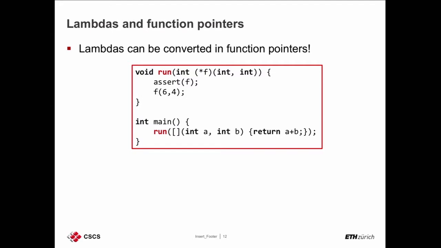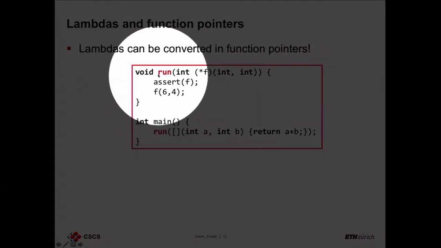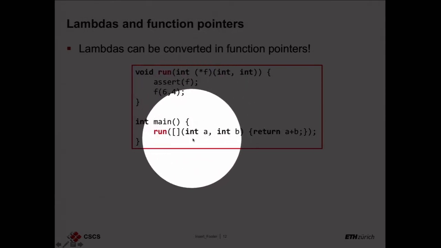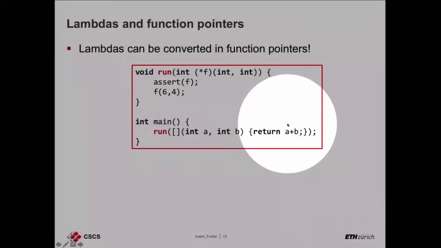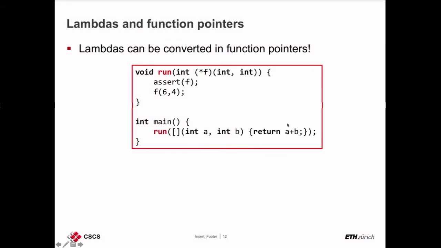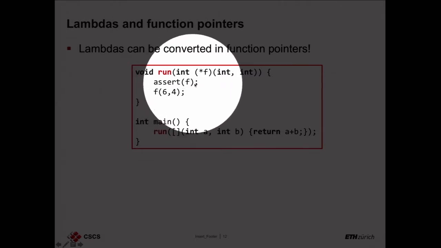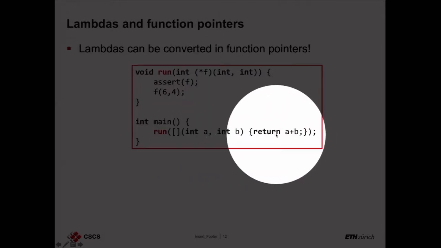Lambdas have a nice feature: they can be automatically converted to function pointers. So if I have an old C library that takes a function pointer to a function that takes two integers and returns an integer, then I can pass to the run a lambda directly. And this will be converted to a function pointer, and then it can be called directly from the function. And here I can actually check that the function pointer is not null. If it's not null, then I can call the function, and the function returns the sum.